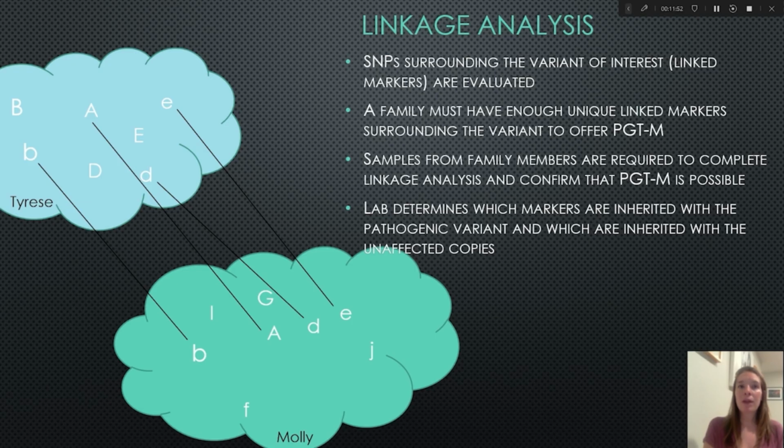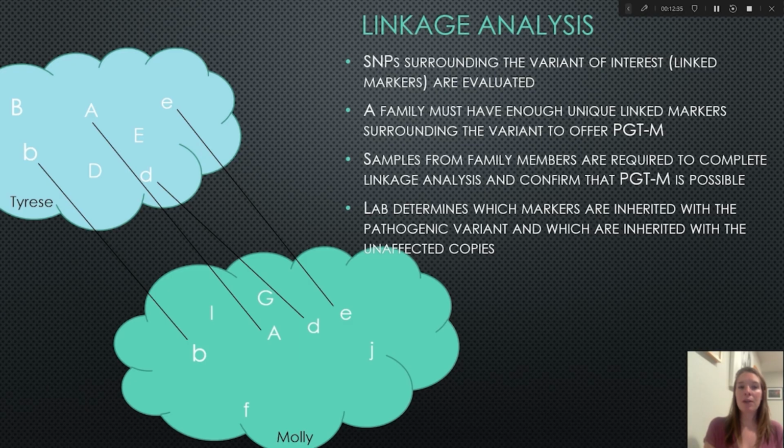So oftentimes they're really surprised to hear that in order to design the PGT-M probe, we need samples, or the lab needs samples from family members to complete the linkage analysis. The lab will utilize the samples from the family members to study different SNPs and determine which markers are inherited with the pathogenic variant and which are inherited with the unaffected copy of the gene.